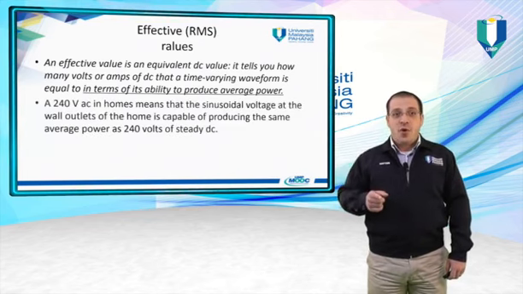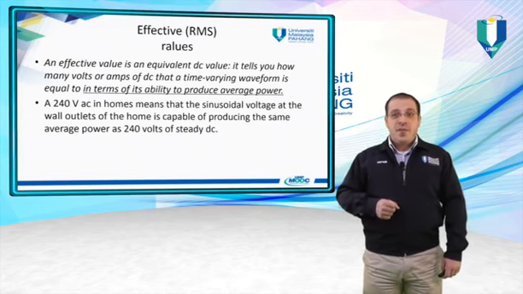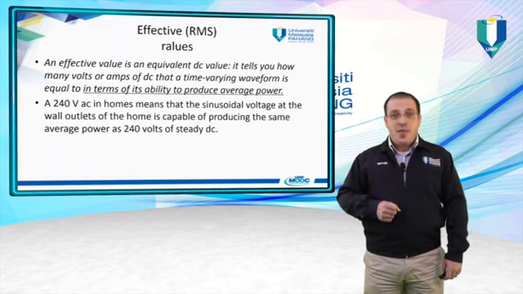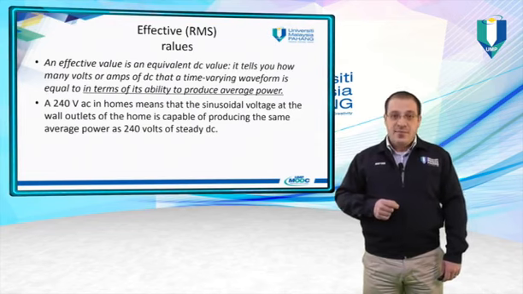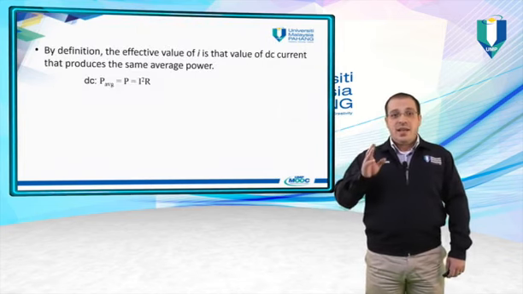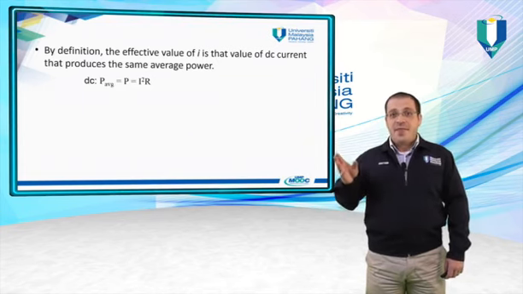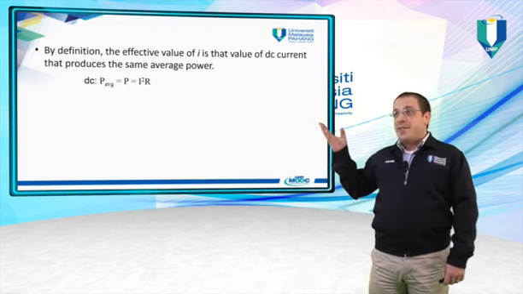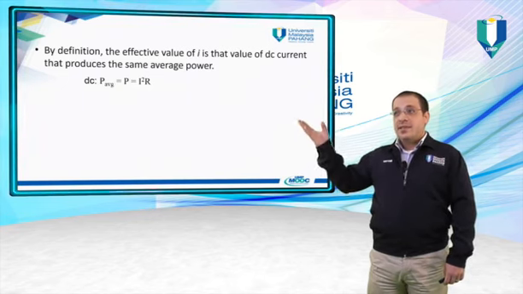So 240 volts in the homes means that the sinusoidal voltage at the wall outlets of the home is capable of producing the same average power as 240 volts of a steady DC power supply. So what is the relation between effective or RMS and the peak or peak-to-peak values? By definition, the effective value of current I is the value of DC current that produces the same average power.